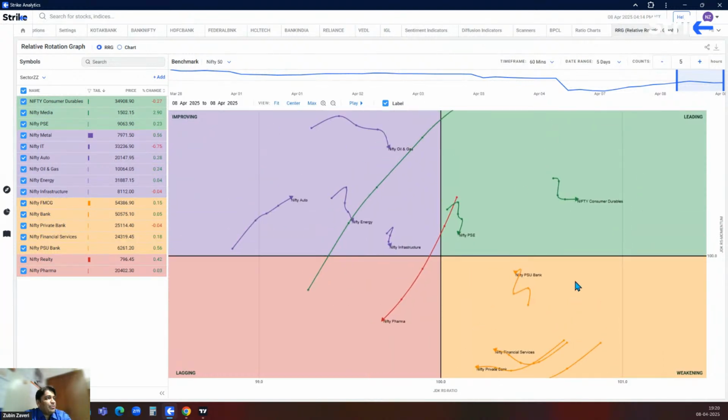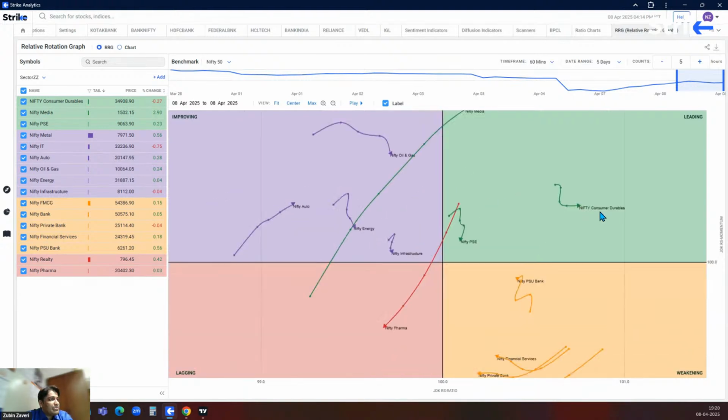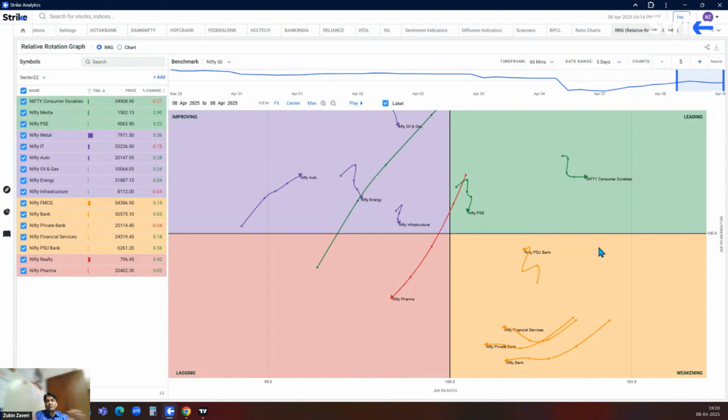All right, so PSU Bank is confirming, Nifty Media is confirming, but media is something which I'm not comfortable entering into. That's a personal choice. So, any other questions?